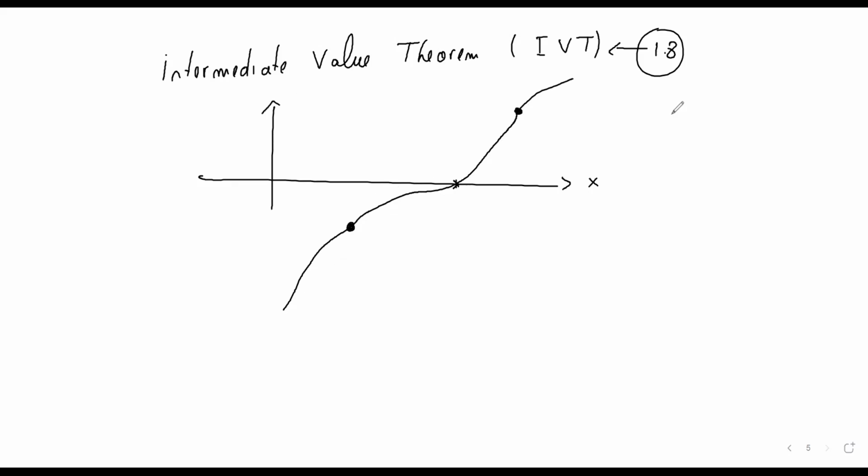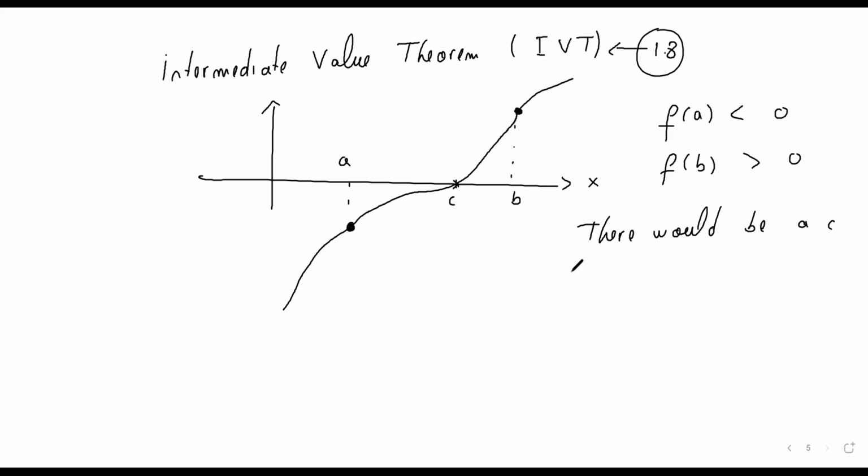So it says that if you know of a function f and some points a and b such that f of a is less than 0, that's what it means for a point to be below the x-axis, to have a value less than 0, and f of b is greater than 0, then you can find a point c between a and b such that f of c is actually equal to 0. So that's what the intermediate value theorem says.